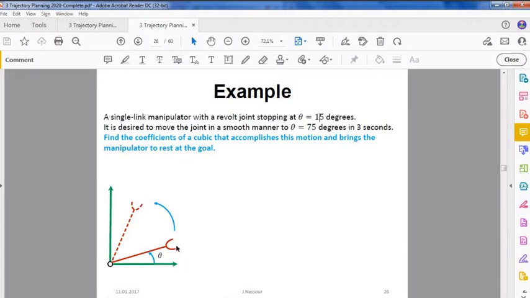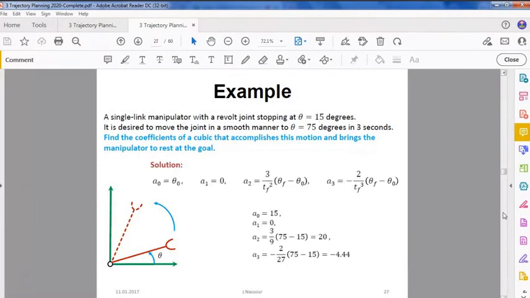So we want to move from the initial point to the goal, or final. So how do we define this? We need to find the coefficients A0, A1, A2, A3. So we use the formula that they already simplified.